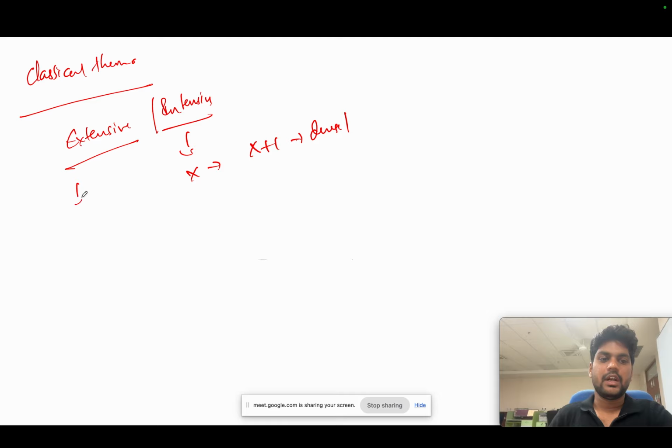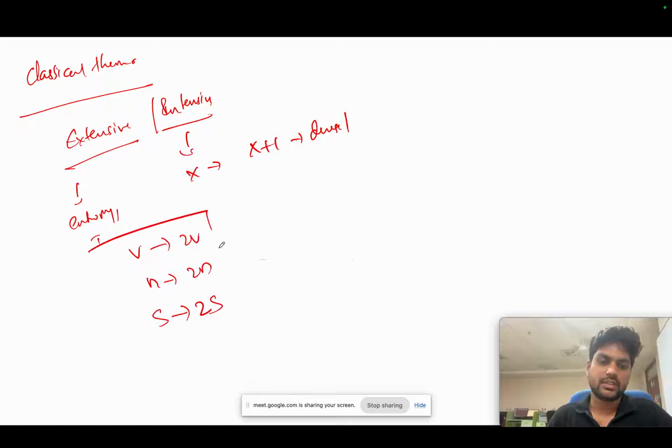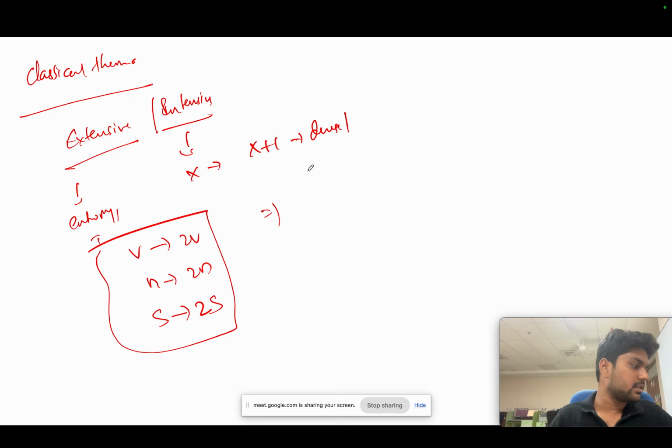But the extensive is like entropy and all these things. When you increase the system, the property will get double. Say suppose you are increasing the volume to 2V and the number of particles to 2n. From classical thermodynamics it should be 2S, but what we are getting is the Gibbs paradox.